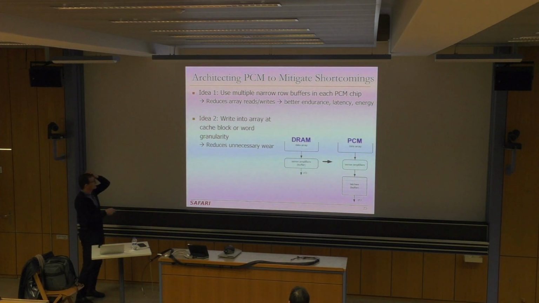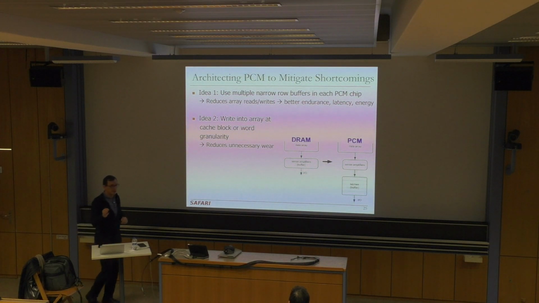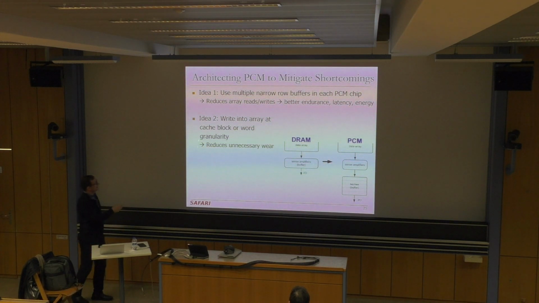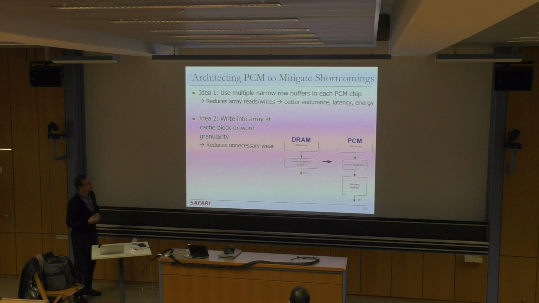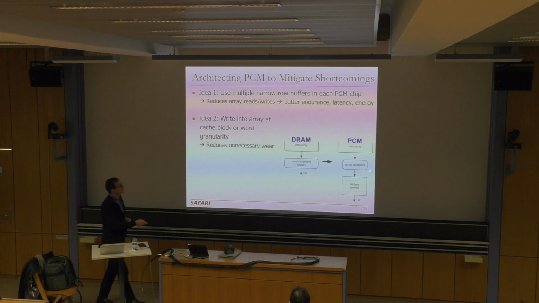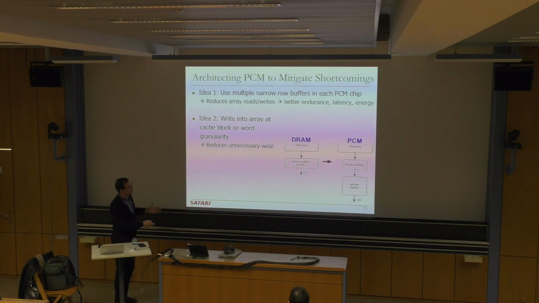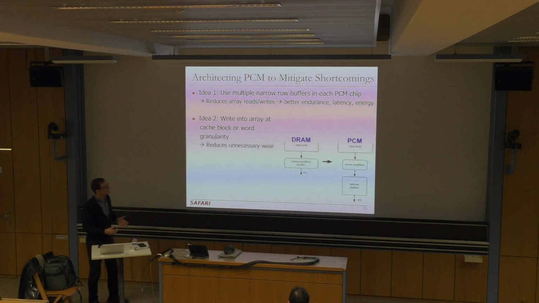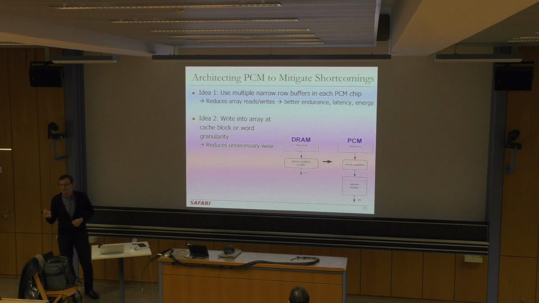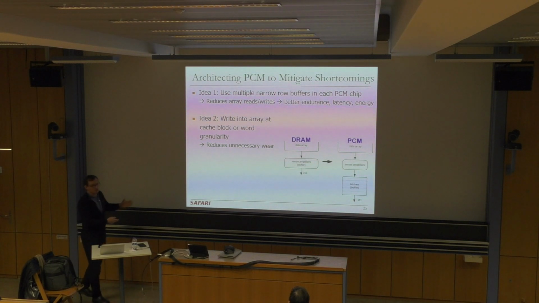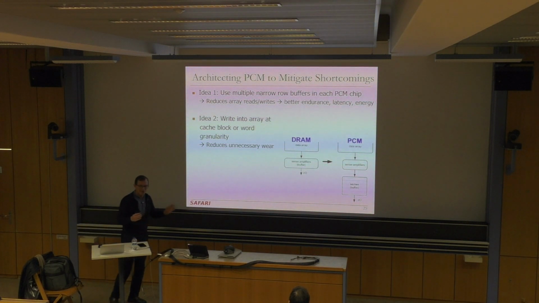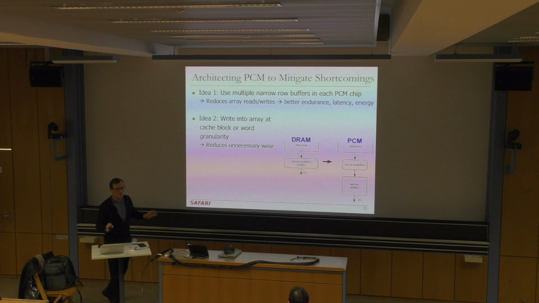The other idea that we had, and I believe both of these ideas are employed in existing PCM chips, is that whenever you're writing data into a phase change memory chip, you don't need to write the entire row. You don't need to write the entire cache block. You just need to write whatever changes, whatever is different from what you read. Of course, to be able to do that, you need to keep some metadata in terms of what is different.